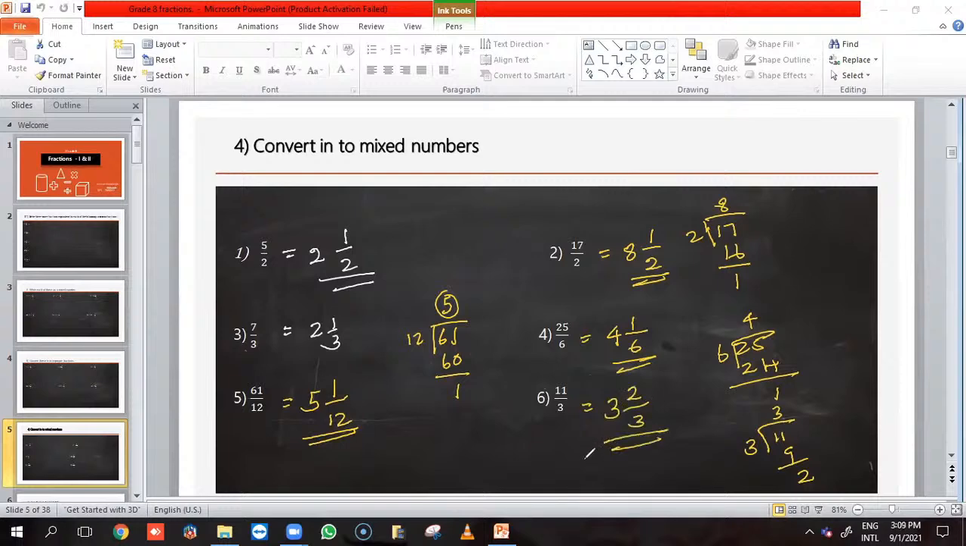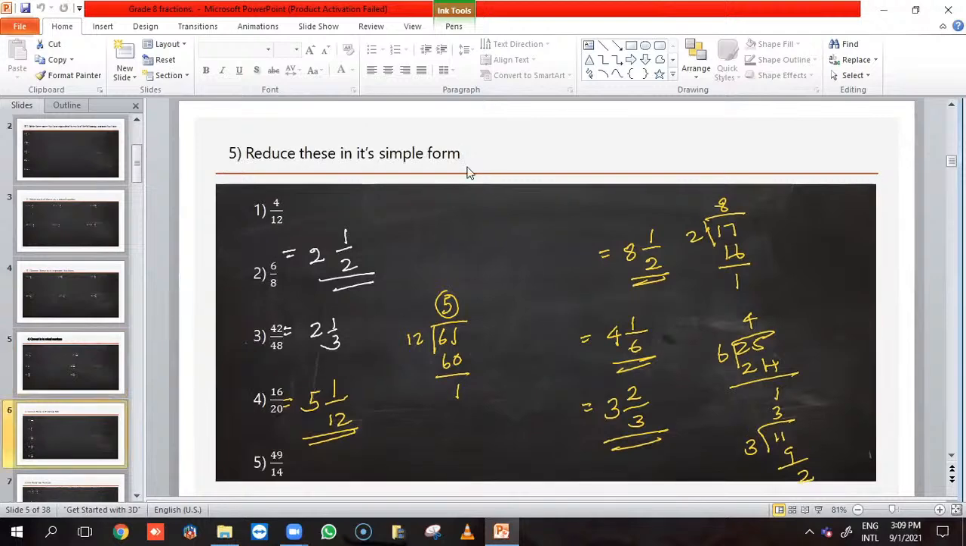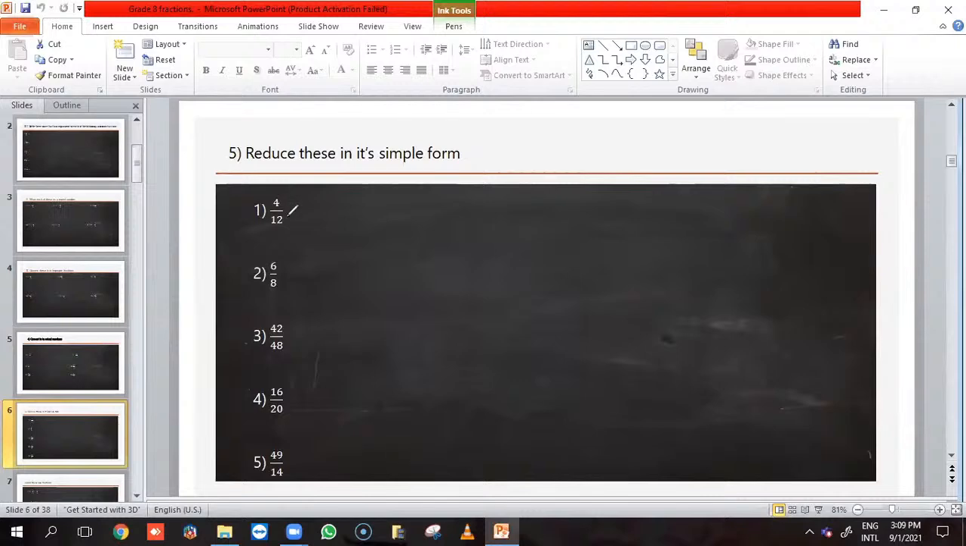Right? This way you can do it. Now I think you already understood mixed fractions and improper fractions. Next question. Reduce these into simplest form. Reduce means convert into an equivalent fraction by dividing both the denominator and numerator by the same number.